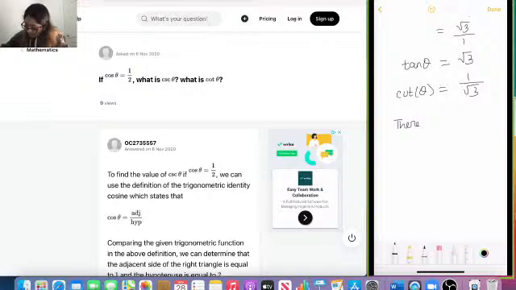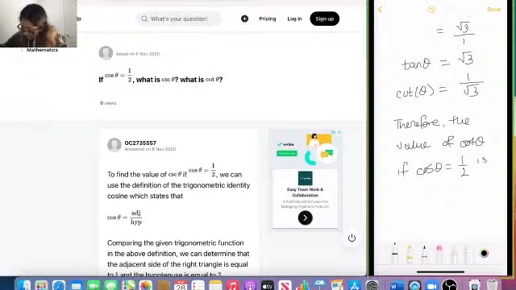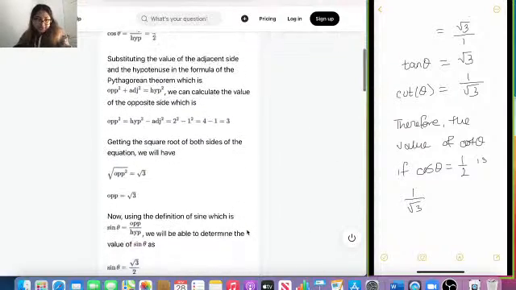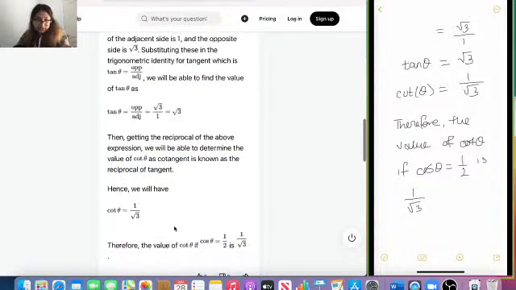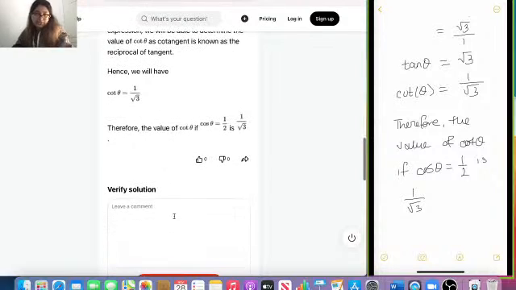Therefore, the value of cotangent theta if cos theta is equal to 1/2 is 1 over root 3. And so this is our answer, and they have got 2 over root 3 and 1 over root 3. So yes, this is correct.